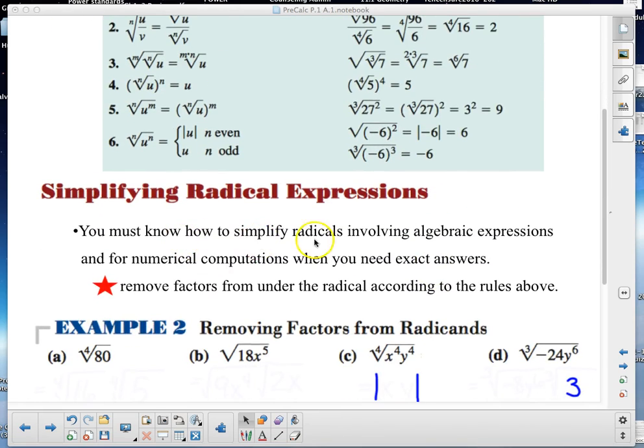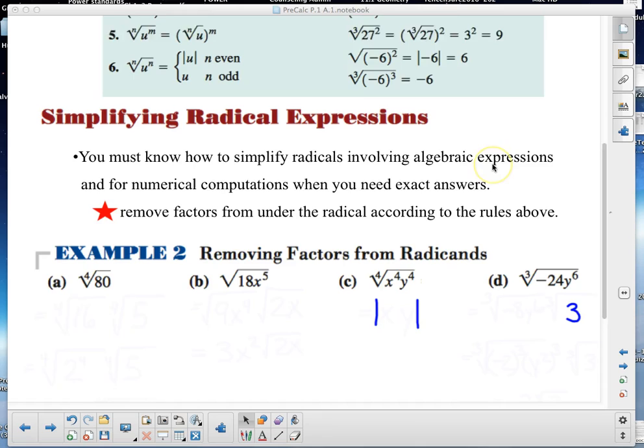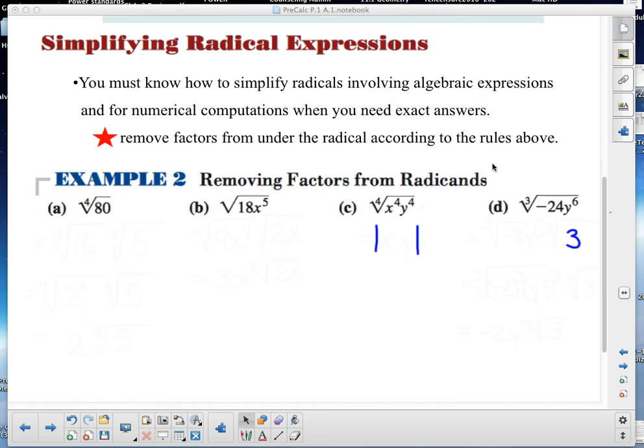You must know how to simplify radicals involving algebraic expressions, and for numerical computations we need exact answers. Remove factors from under the radical according to the rules above. So we're going to use these rules. I'm going to have you work on your own and work them out. So turn this off, give it a try, and we'll come back and we'll see how well you did.